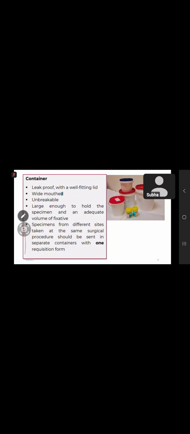It should be leak-proof with a wide mouth, and it should be a polypropylene or plastic container. Glass containers cannot be used, and it should be large enough to hold the specimen. That means for large specimens we have to use large containers like this, and for small samples we can use this type of small container.